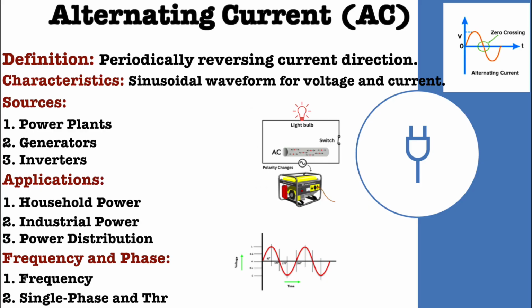A single phase AC provides a single alternating voltage and is used for most household applications. Three phase AC provides three alternating voltages, each out of phase with the others by 120 degrees, and is used in industrial and large scale power distribution for its ability to carry more power with greater efficiency.